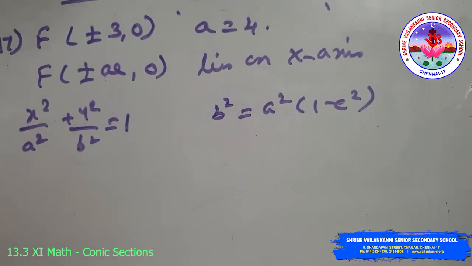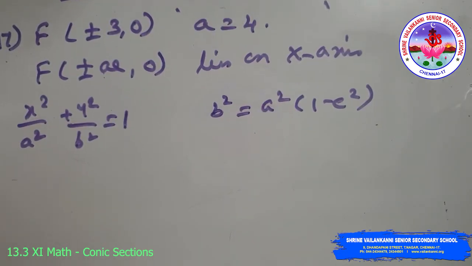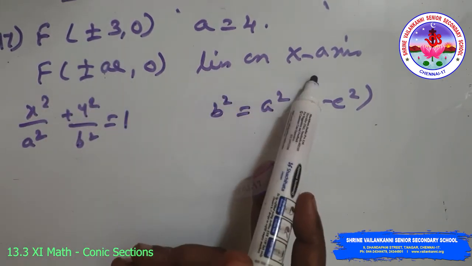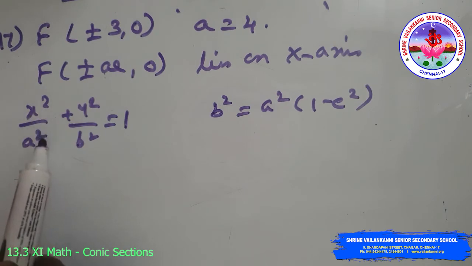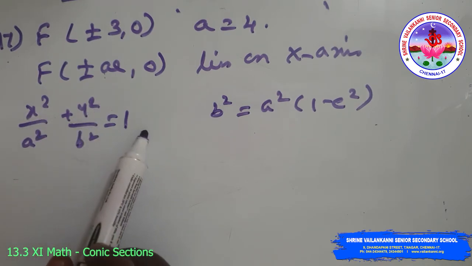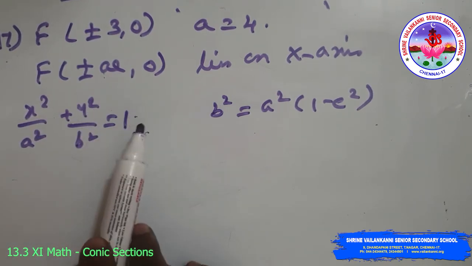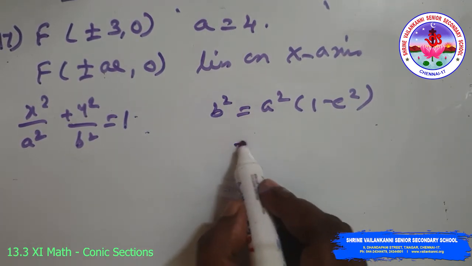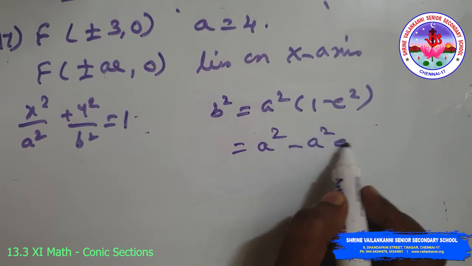17th question, foci is plus or minus 3 comma 0 and a is 4. Here foci is plus or minus ae comma 0. It lies on the x axis. Then the equation of the ellipse is x square by a square plus y square by b square equal to 1. So we have to find b. So b square equal to a square into 1 minus e square. So b square equal to a square minus a square e square.